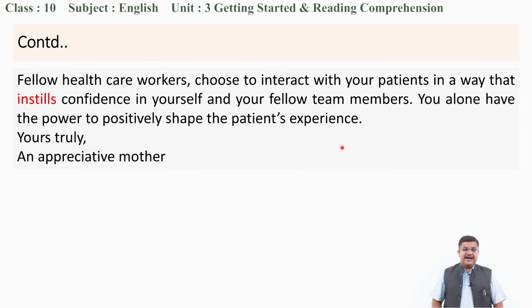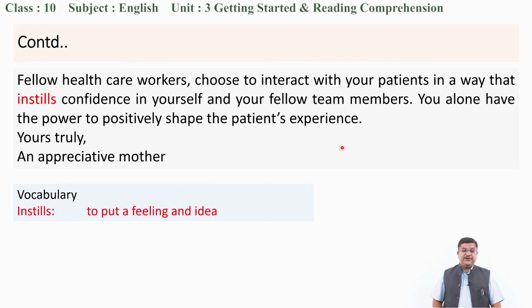Now, the last paragraph of this reading comprehension. Fellow healthcare workers, choose to interact with the patients in a way that instills confidence in yourself and your fellow team members. You alone have the power to positively shape the patient's experience. Yours truly, an appreciative mother. The meaning of instills is to put a feeling or idea.